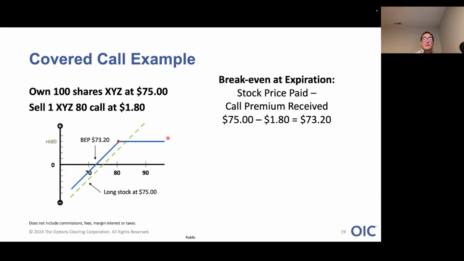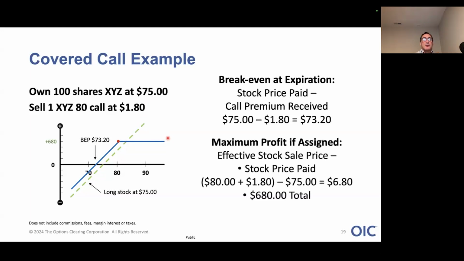Now, what is the most that we can make on this position? Well, the most we can make is at our short 80 level strike. So if all of a sudden the stock rallies to 80 and sits there at expiration, well, we're going to make $5 on our stock position.